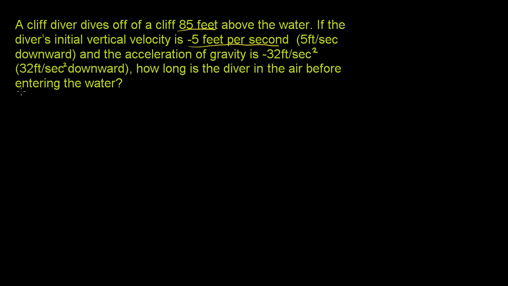So let's just set a variable t to be what we want to solve for, which is how long is the diver in the air? Let me just write time in the air. And we have the initial velocity of the diver, the initial vertical velocity. We just care about what's going on in the up and down direction, the vertical direction. So our initial velocity is negative 5 feet per second.